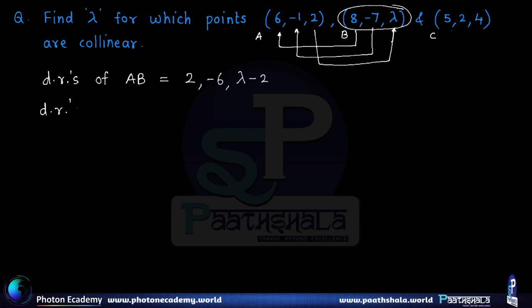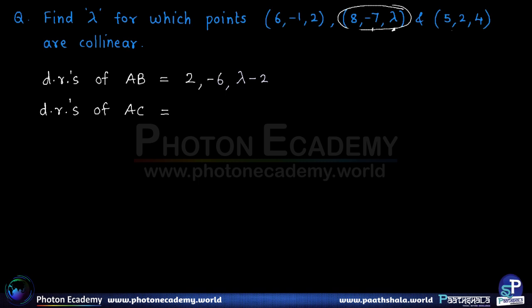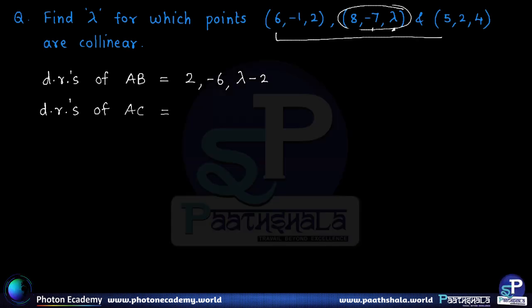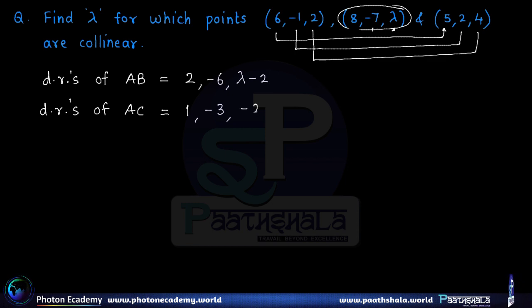Now let us find the direction ratios of line AC. Here we are free to do the subtraction in any direction. It's not necessarily x2 minus x1. You can take x1 minus x2 also, but it should be kept the same for y and z also. So it's up to us. So let's do 6 minus 5, that is 1, then minus 1 minus 2, that is minus 3, and 2 minus 4, that is minus 2.